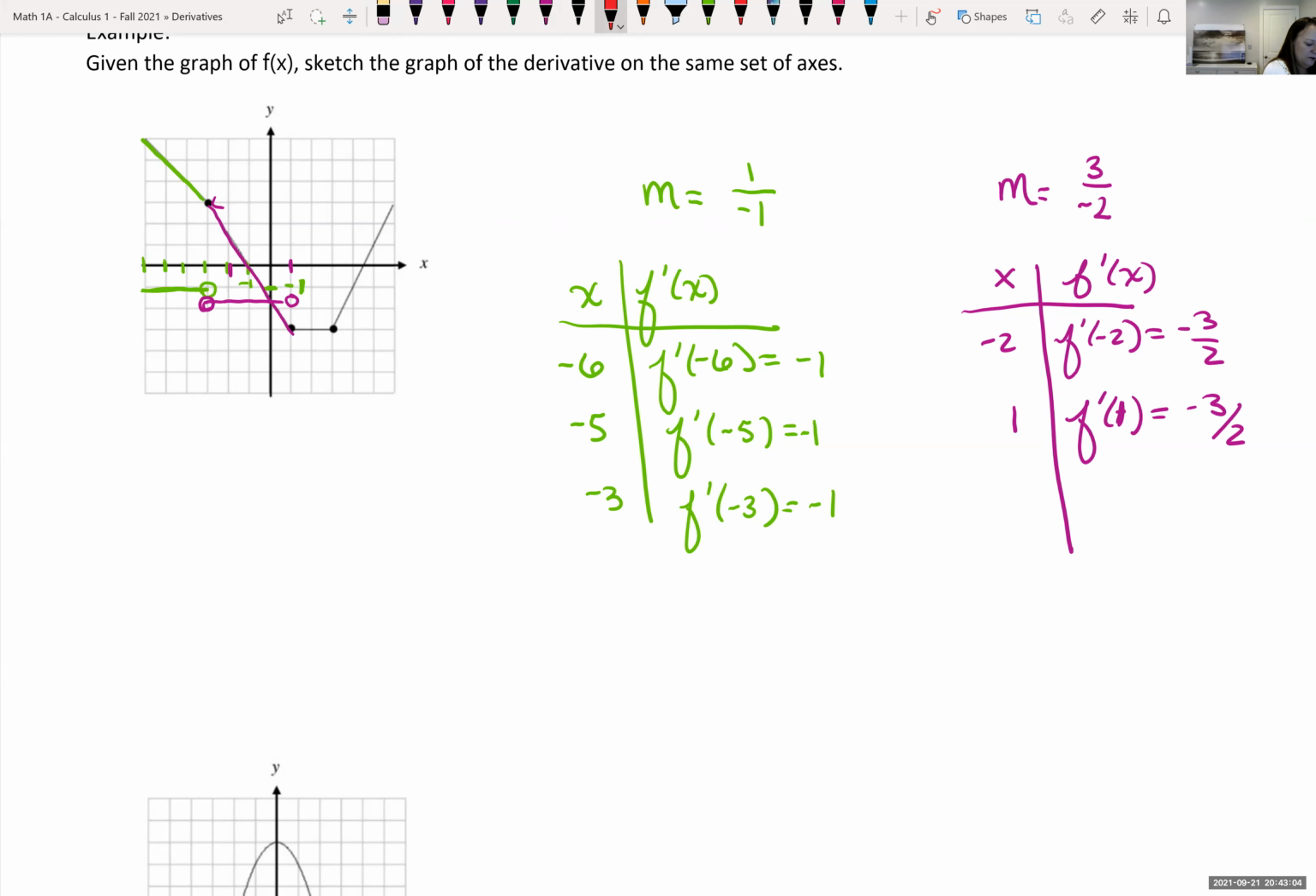What do we know about the slope of a horizontal line? It's not rising any, it's just running, so we know that the slope is 0. And so at this point, I'm going to have an open circle, and I'm going to have a horizontal line at 0 until I get to 3.